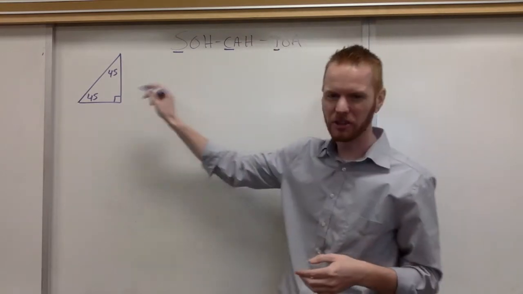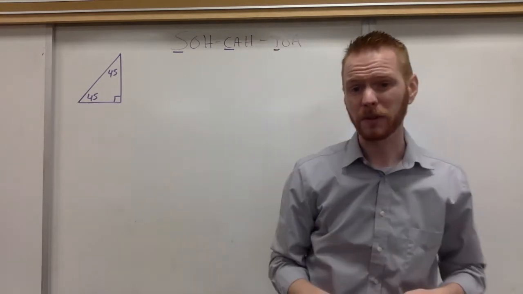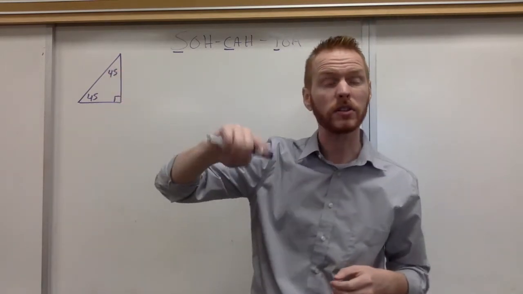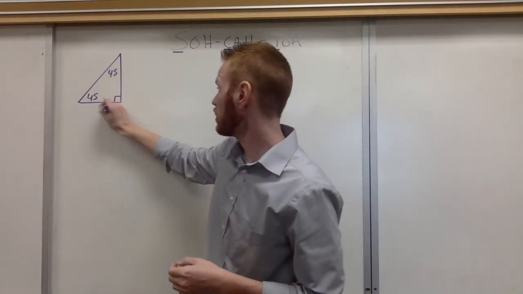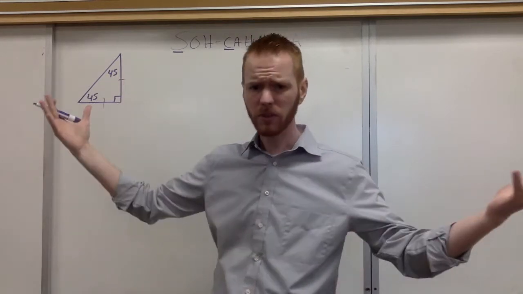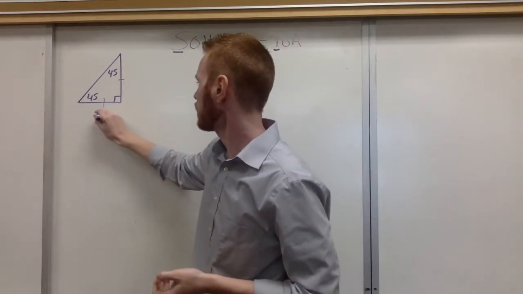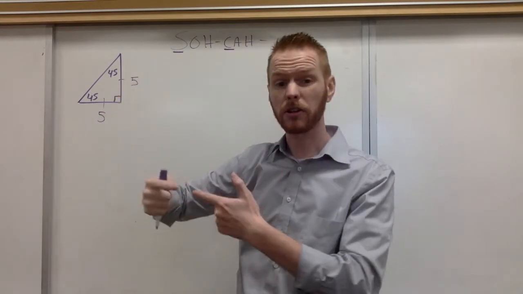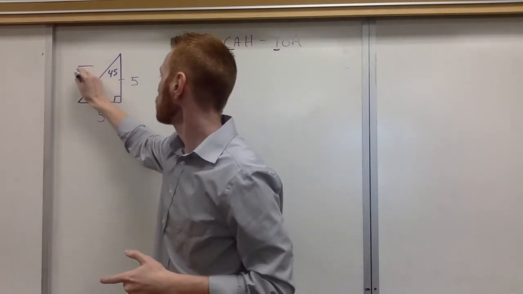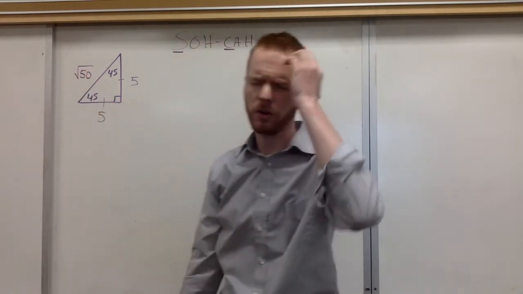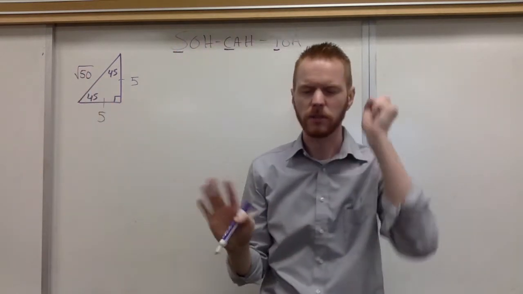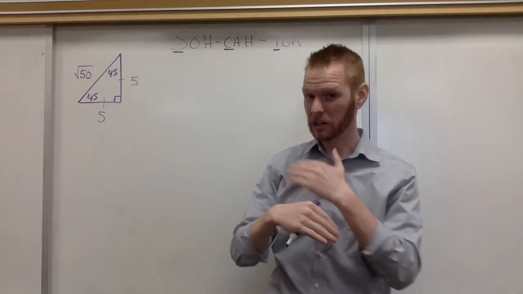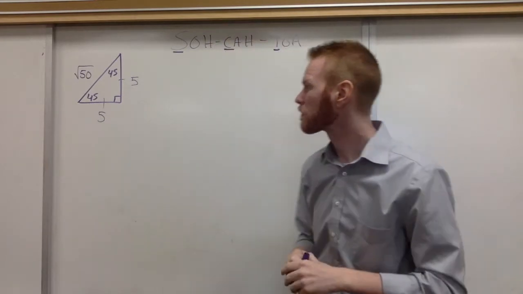All right, let's look at this triangle. Now, this is a 45, 45, 90 triangle. Because we have two angles that are the same, we know it's isosceles, so these two side lengths are the same. Just for example purposes, let's make this one 5 inches, and this one 5 inches. If I use the Pythagorean theorem, the hypotenuse would be square root of 50. I know I could reduce that, but just for this example, we're going to leave it as square root of 50.